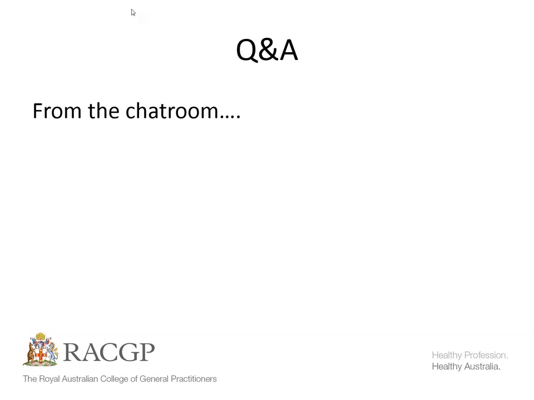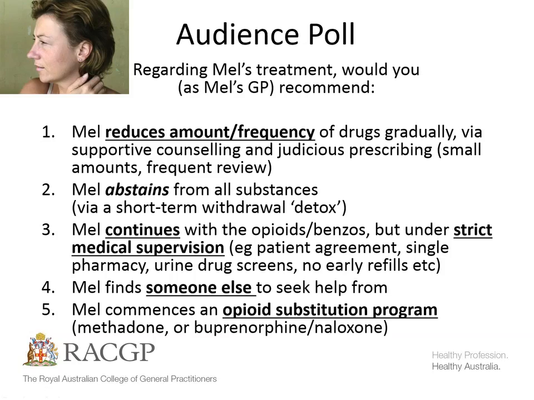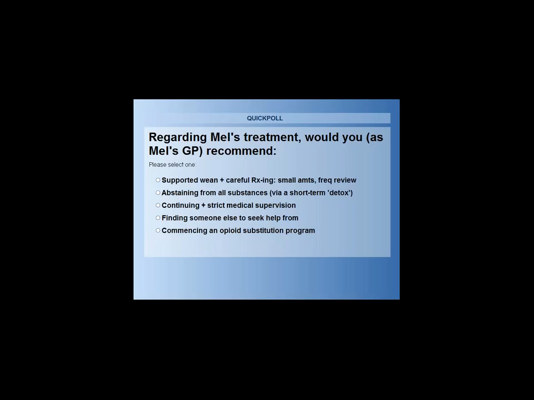But we've got one more poll, I think, to go through. I think it might be the last poll. Bit wordy, this one. So regarding Mel's treatment, would you, as her GP, recommend one of 5? We've got to choose one of 5. So reducing the amount and frequency of drugs gradually via supported counselling and judicious prescribing. Would you? Have we got that poll open?